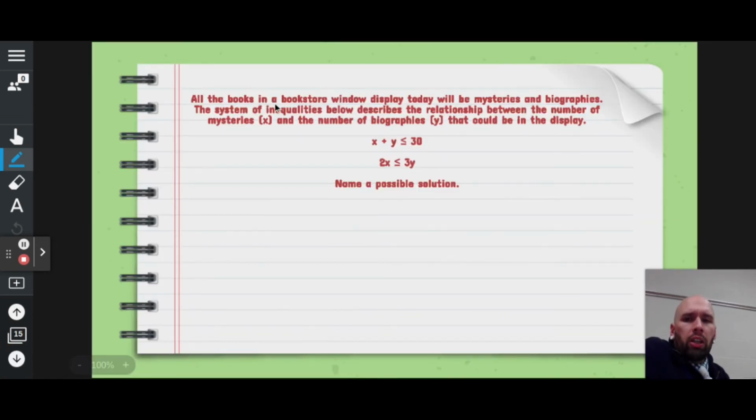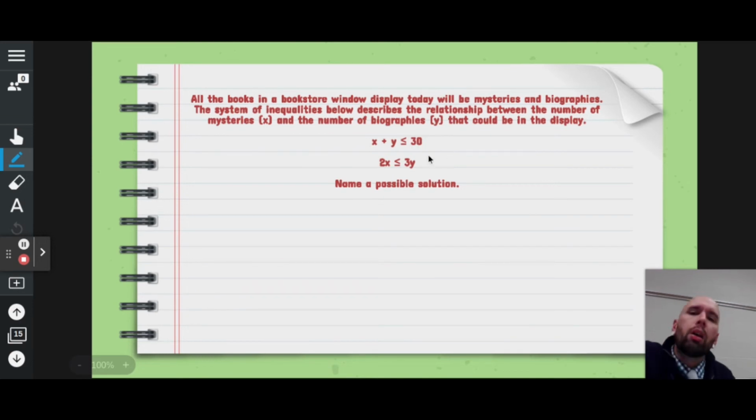All the books in a bookstore window display today will be mysteries and biographies. Neat. The system of inequalities below describes the relationship between the number of mysteries, x, and the number of biographies, y, that could be in the display. So x plus y has to be less than 30, which is telling you that the total amount of books has to be less than 30. And twice the mysteries has to be less than 3 times the biographies.